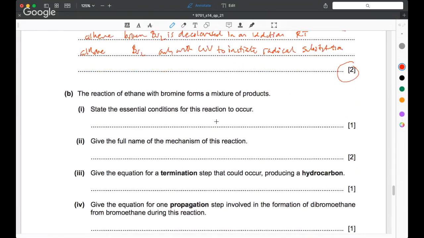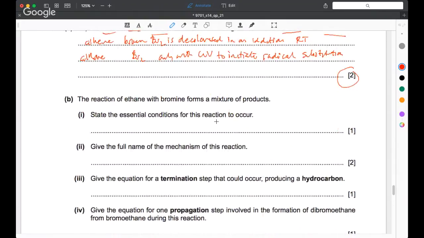Now, it's talking about this radical substitution reaction of ethane with bromine. Okay. Now, the essential condition for that is you need ultraviolet light to initiate the reaction, and that's where you're going to get your 1 mark. Now, the full name of the mechanism for that reaction is, well, it involves radicals. And as you step through the mechanism of that reaction, hydrogen atoms in ethane are being replaced or substituted with halogen atoms.